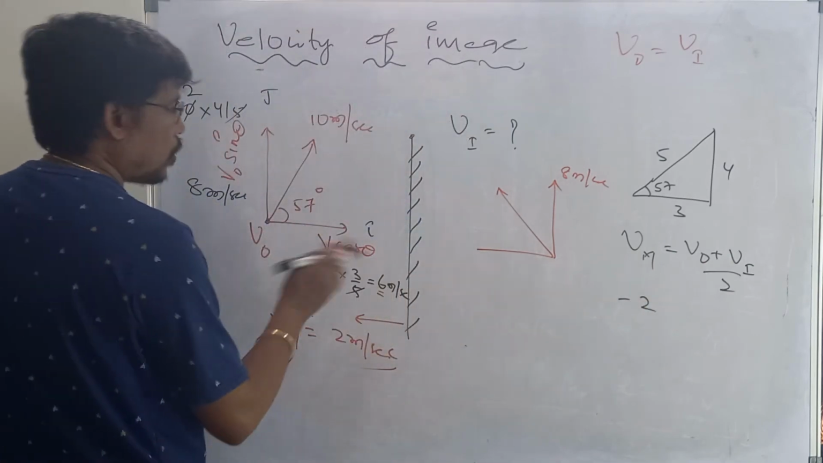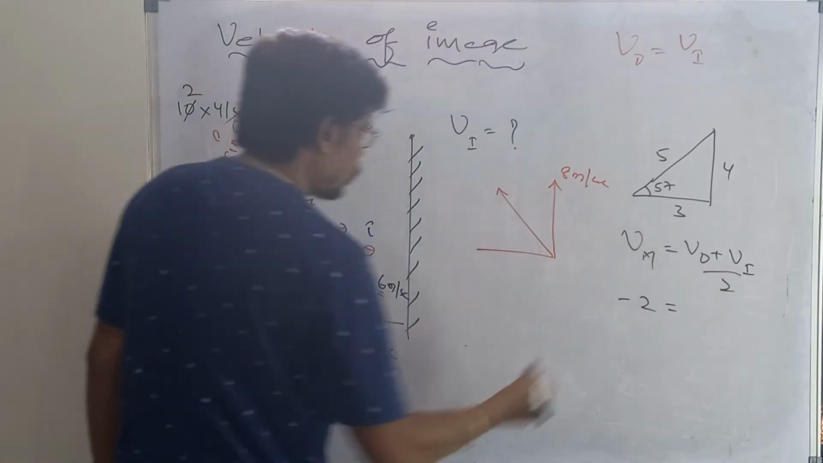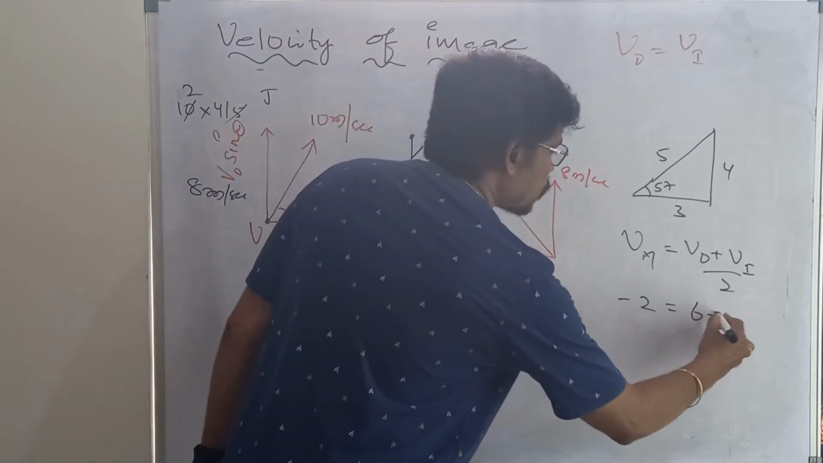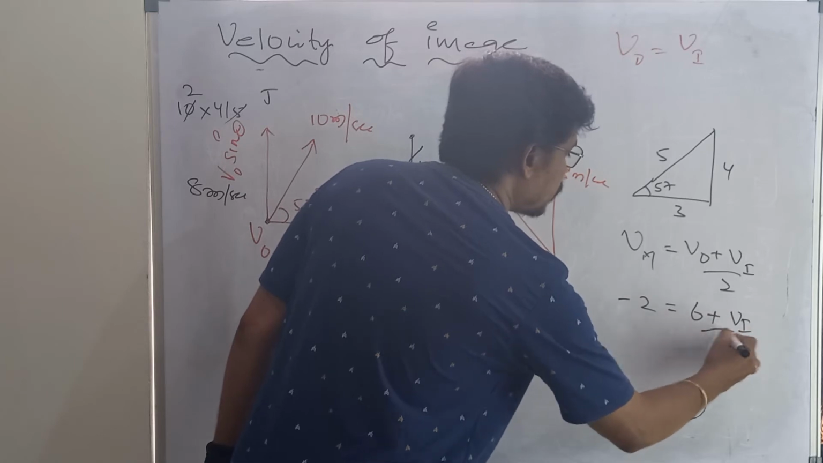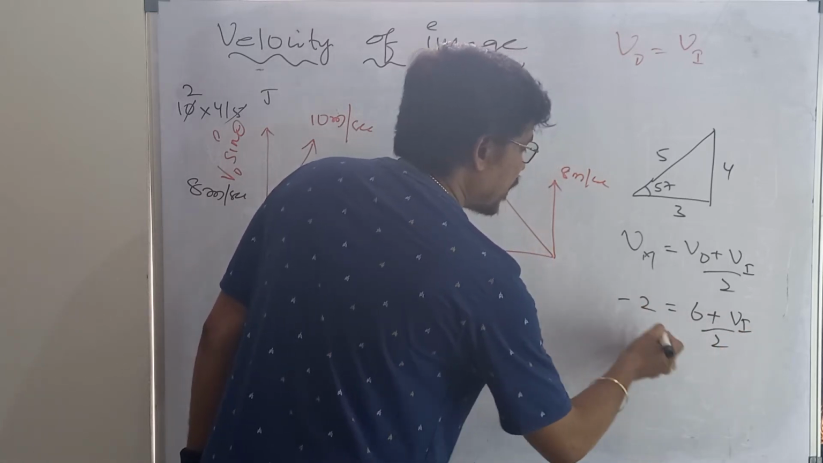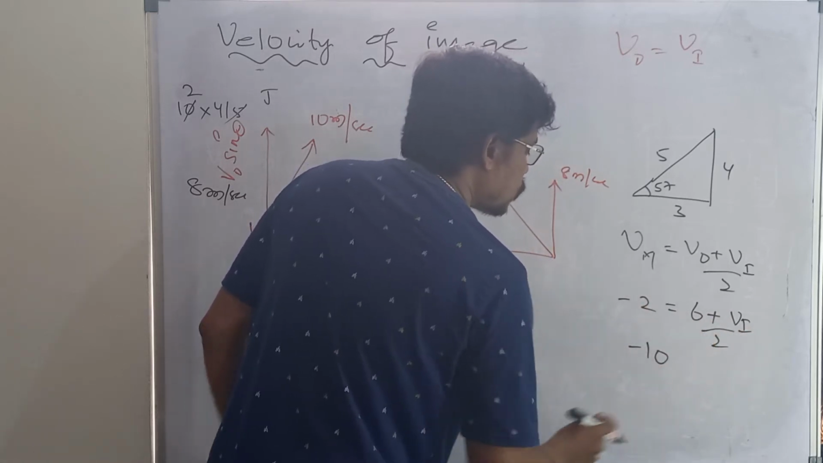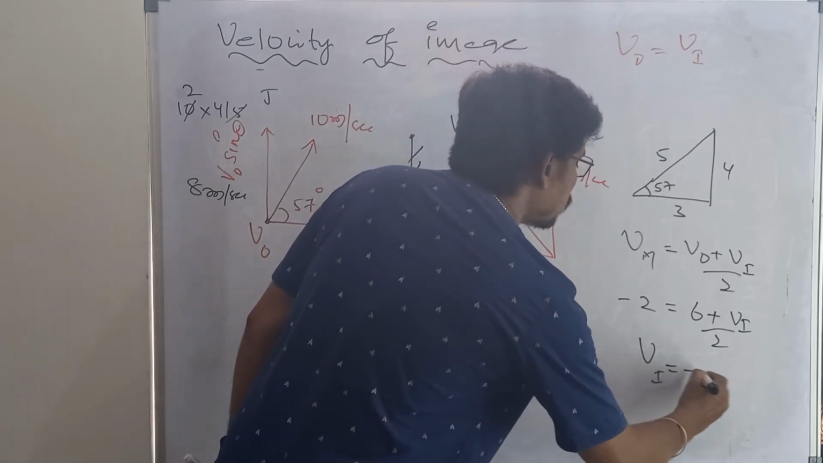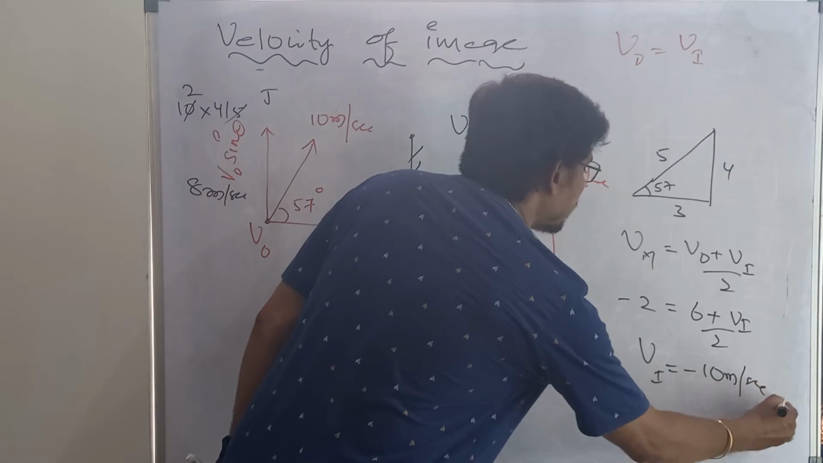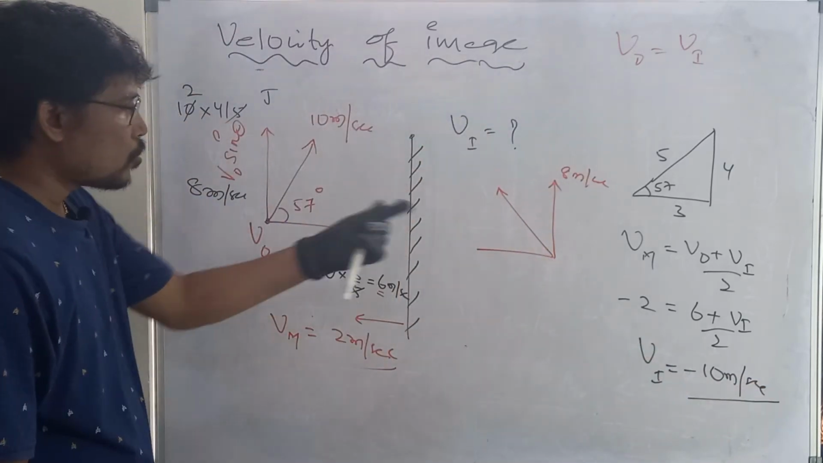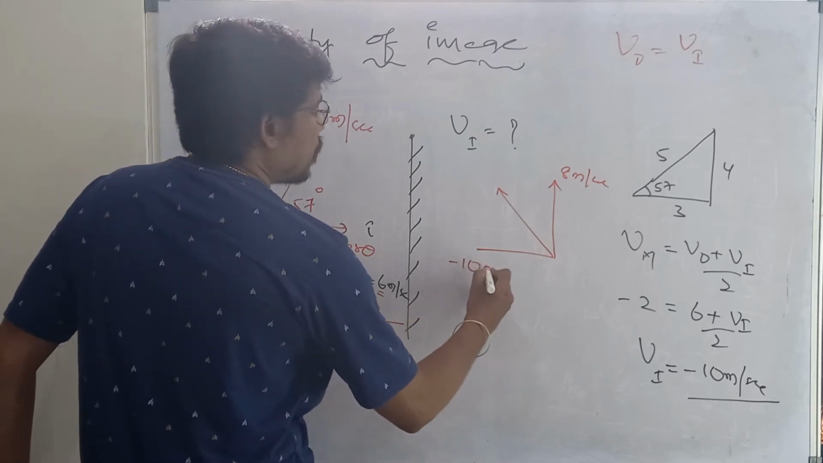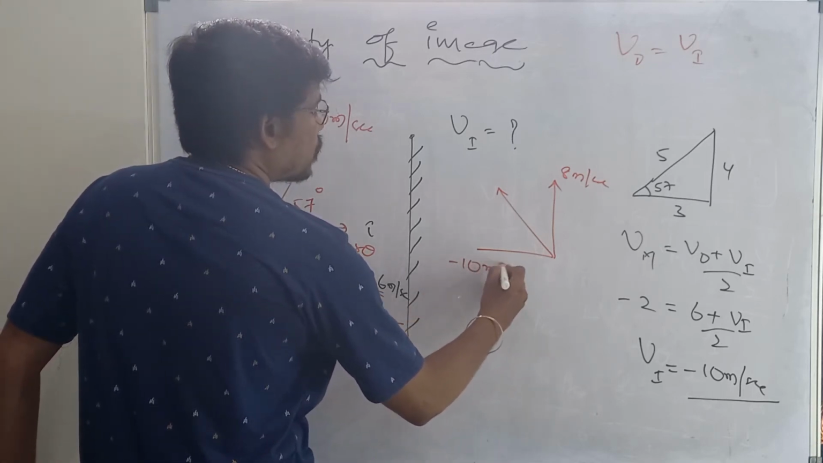Minus 2, because both are in opposite directions. That is equal to the velocity of the object, which is how much here in this case? 6 plus Vi by 2. So this is minus 4 minus 6, minus 10. So you get the velocity of the image is equal to minus 10 meters per second. I hope you understand that. So the velocity of the image in this case is minus 10 meters per second.